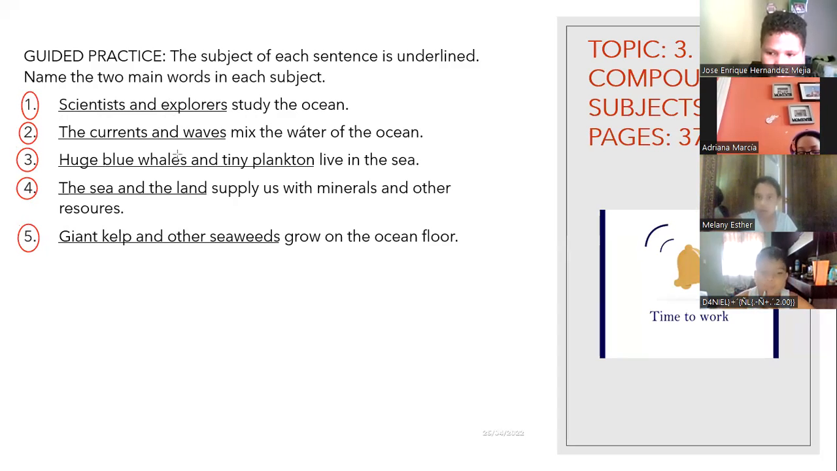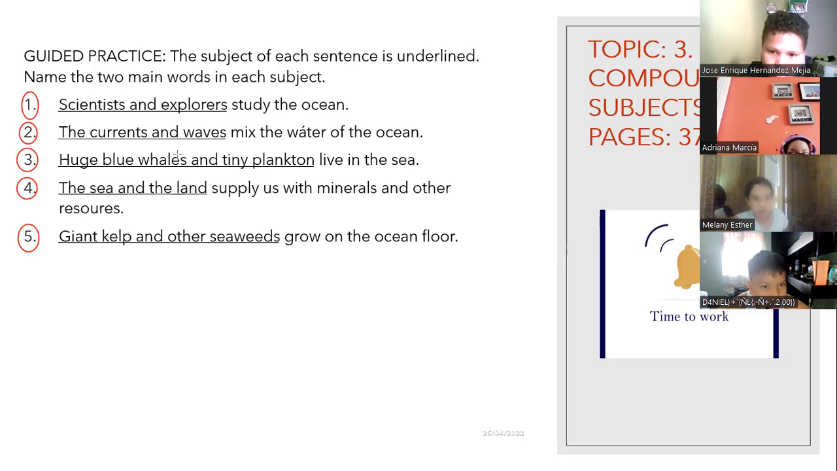Scientists and explorers. Number two, the currents and waves. Three, huge blue whales and tiny plankton. Number four, the sea and the land. Five, giant kelp and other seaweeds. So copy only that information.